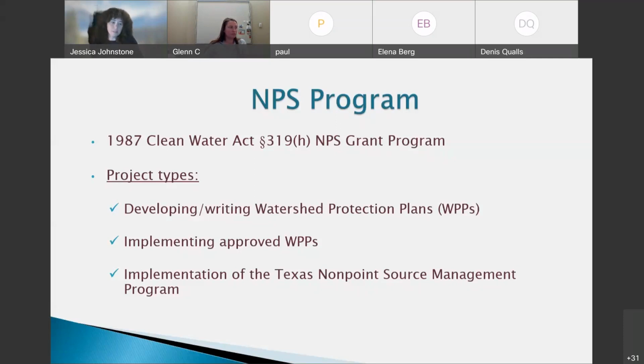So outside of a WPP area, we fund a different set of projects. It's our third pot of money. It's implementing our Nonpoint source management plan for the state of Texas. This is a big overarching document that sets the goals of our program. So anything else that may fit in that management program but is not in an approved WPP area may still be eligible for our funding.